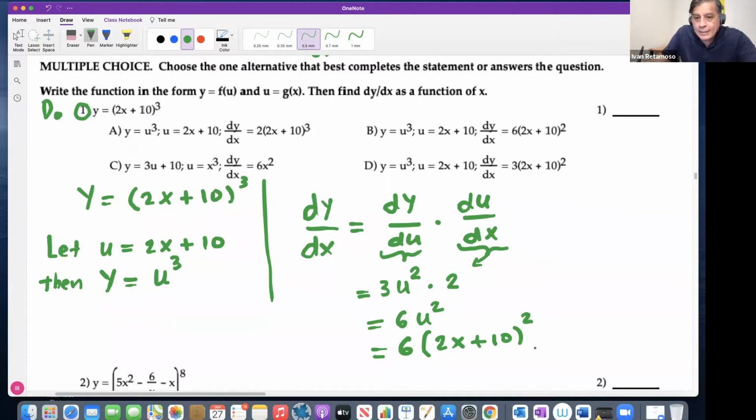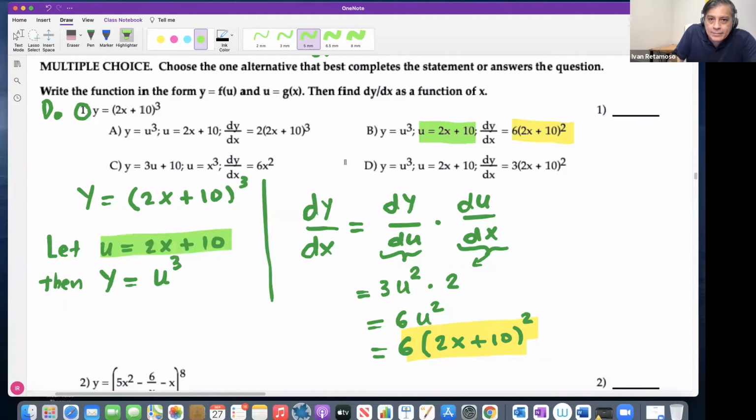This is the answer. Now, to identify your answer, guys, my advice is to look for the final answer. Where is the final answer, Professor? Well, it's here, right? 6 times (2x plus 10) raised to the second power. And then check: u is supposed to be 2x plus 10. Well, that's what we said, right? And then we said also that y is supposed to be equal to u cubed. So start here and then you check the rest, right? There you go.